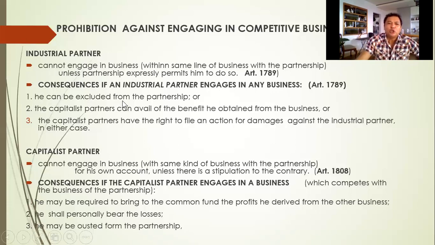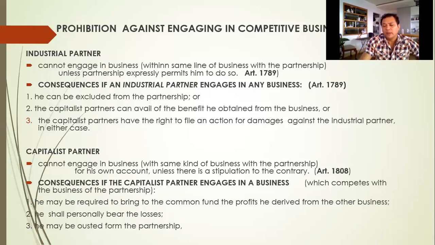Now what will happen to the industrial partner if he insisted or violated this prohibition? Number one, he can be excluded from the partnership. So the same as here, ousted. Excluded is the same as ousted. Number two, the capitalist partners can avail of the benefit he obtained from the business. So the other partners will get the profit or the benefit that the industrial partner has obtained from pursuing another business. Number three, the capitalist partners have the right to file an action for damages against the industrial partner.